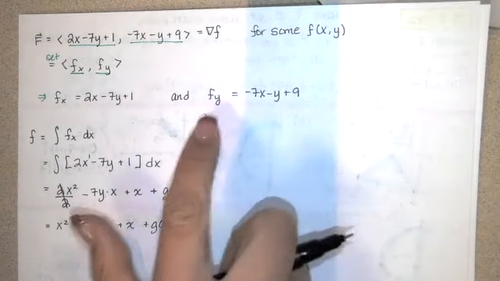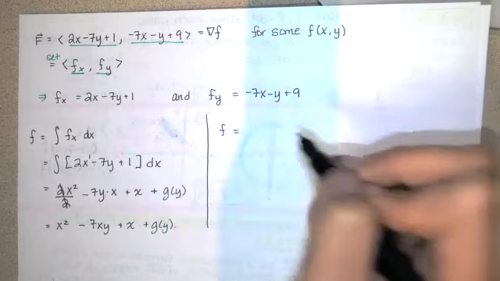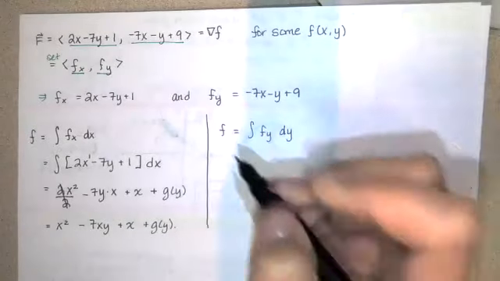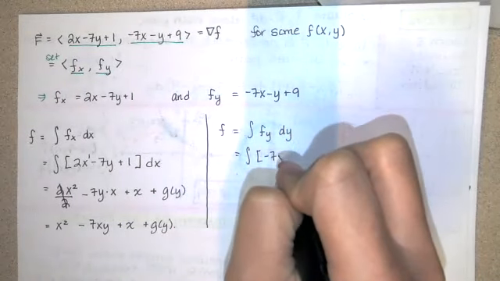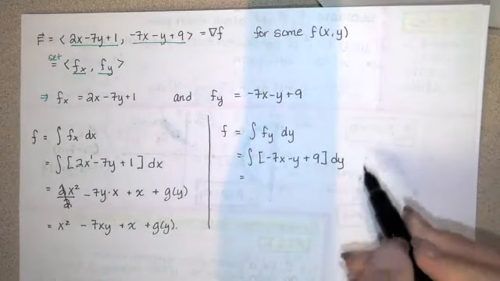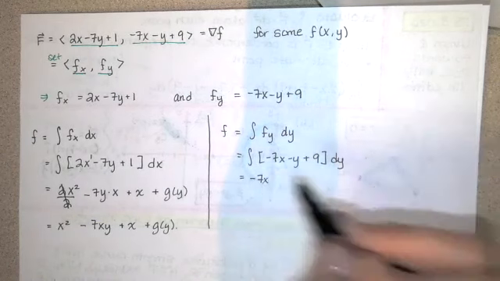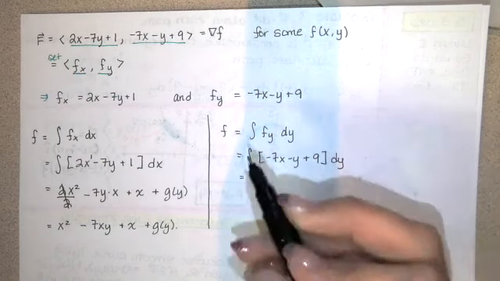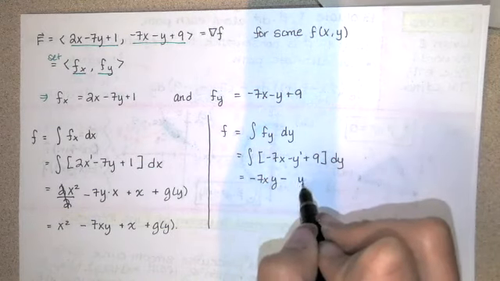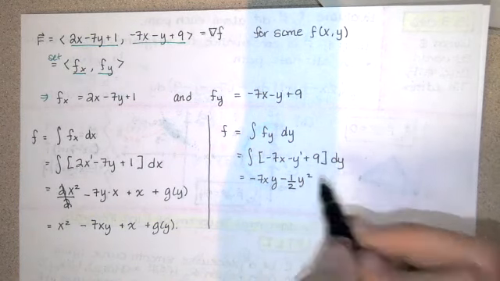If I want to find g of y, I can do basically the same thing, but with the partial derivative of f with respect to y. So f is the antiderivative of the partial derivative of f with respect to y, just undoing that operation. So we've got that there. And then I'm looking at this term by term. This negative 7x is constant with respect to y. The antiderivative of a constant with respect to a variable is that constant times the variable. Here I'll use the power rule. So we want to add 1 to the exponent, divide by the new exponent. And then the antiderivative of 9 with respect to y is 9y.